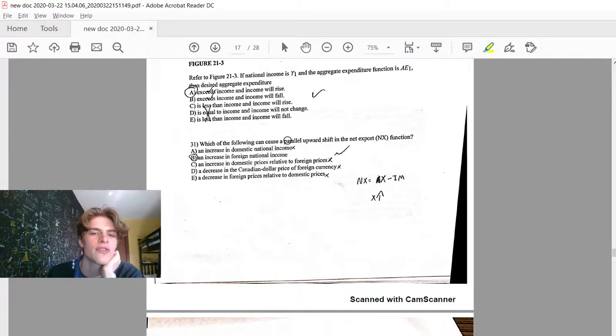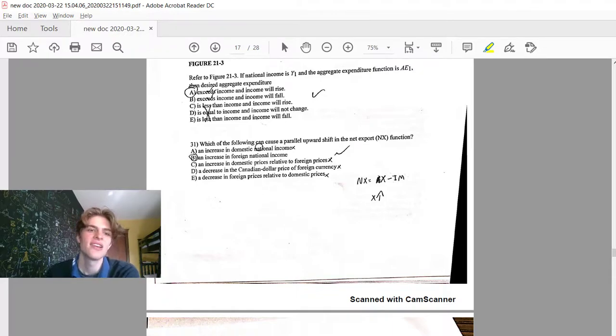Which of the following can cause a parallel upward shift in the NX function? So we have two components of the NX function, exports minus imports. Remember, imports are induced. They're not autonomous. They depend on national income. So it has to be exports that change. So how do we make this function go up? Exports has to go up because they're positively related. So how do we make exports go up?